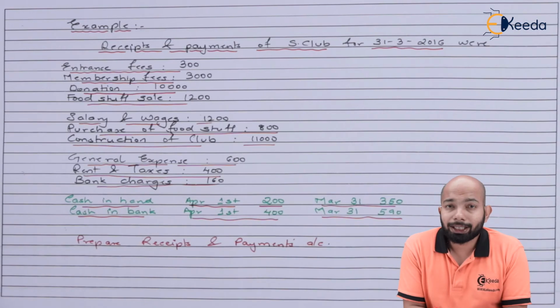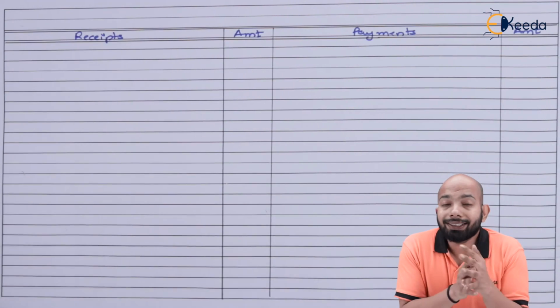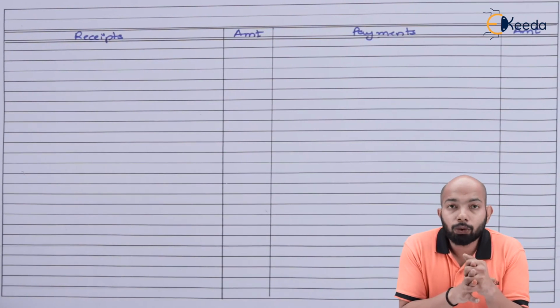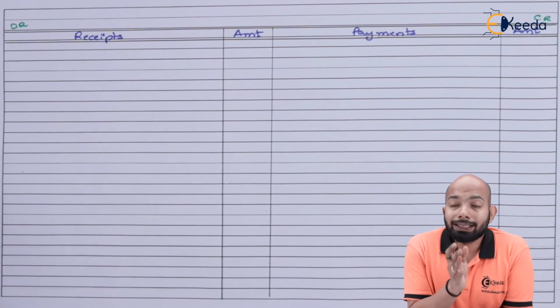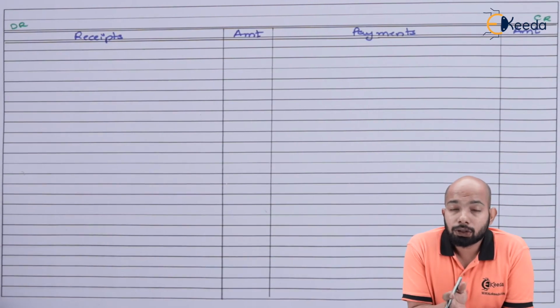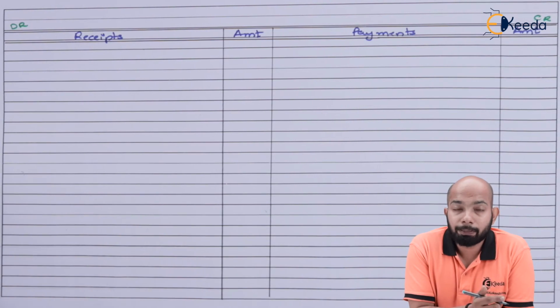Let's go on to the format that we have already prepared. So we have prepared the receipts and payments account here. Receipts are on the debit side, payments are on the credit side. Now this is for S Club as of 31st of March. This refers to the receipts and payments account.